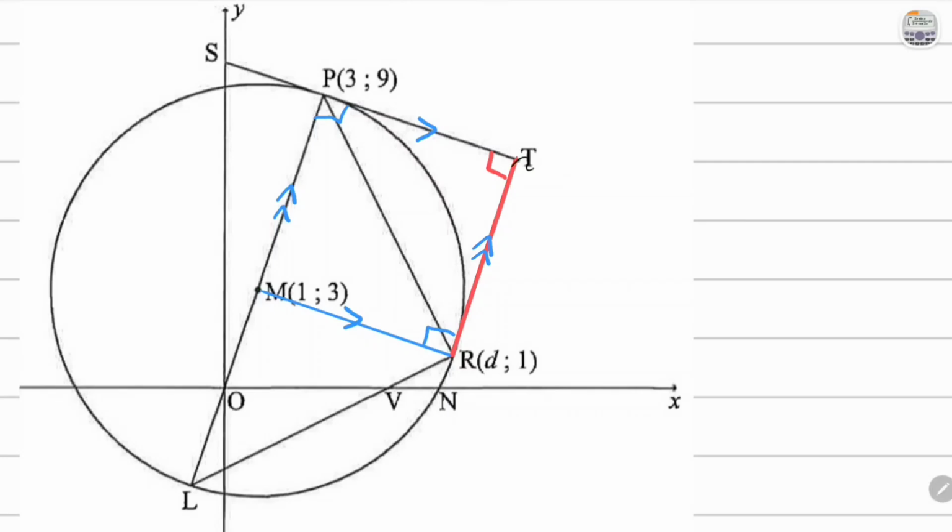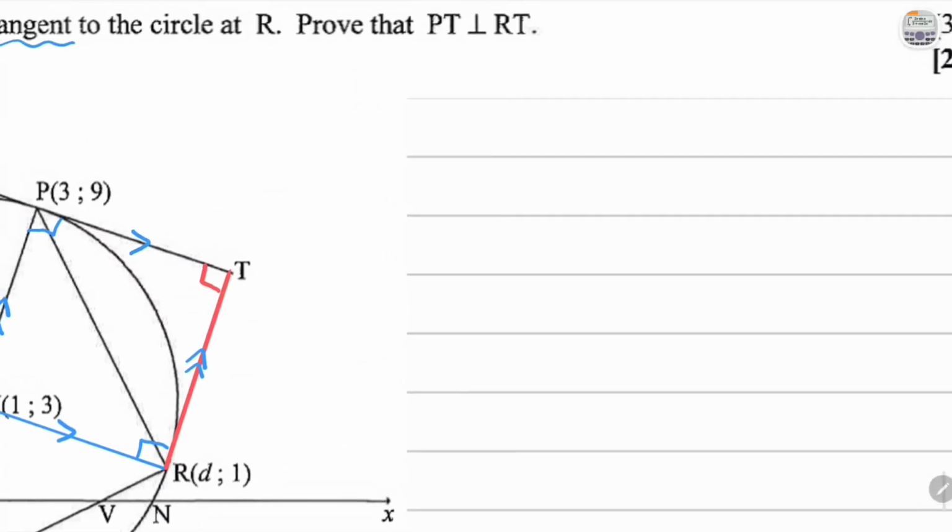So instead of finding T, we'll take that gradient of TR that we needed to prove that the lines are perpendicular. We will use the gradient of PM, which we have. That was 3.